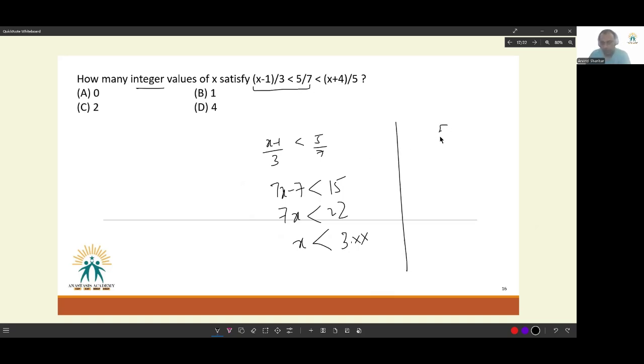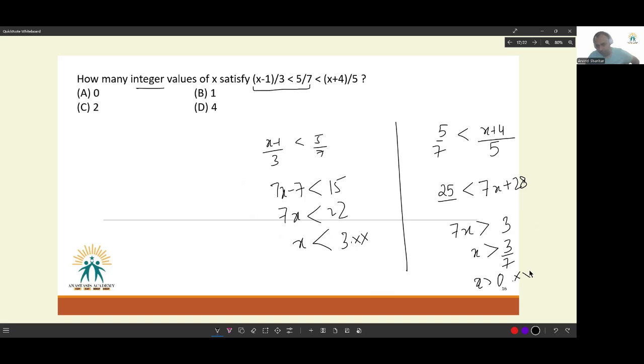Then we have 5 by 7 less than x plus 4 by 5, which gives me 25 by 7. Right, 25 basically. 25 is greater than 7x plus 28. Bring it over to this side. 7x has to be greater than 3, or x has to be greater than 3 by 7. X has to be greater than 0 point something something. It has to be less than equal to 3 point something something, which gives me 3 acceptable values of x.